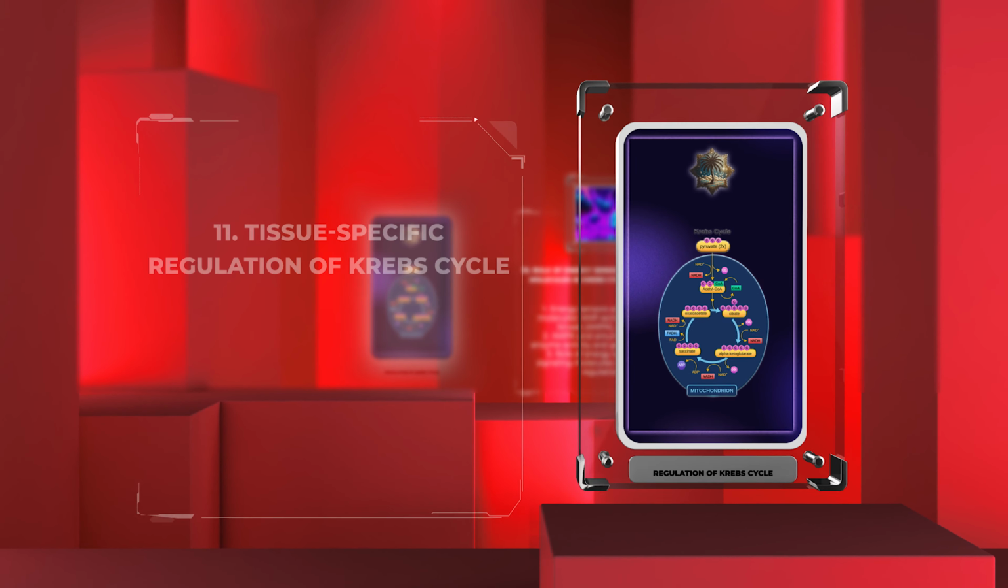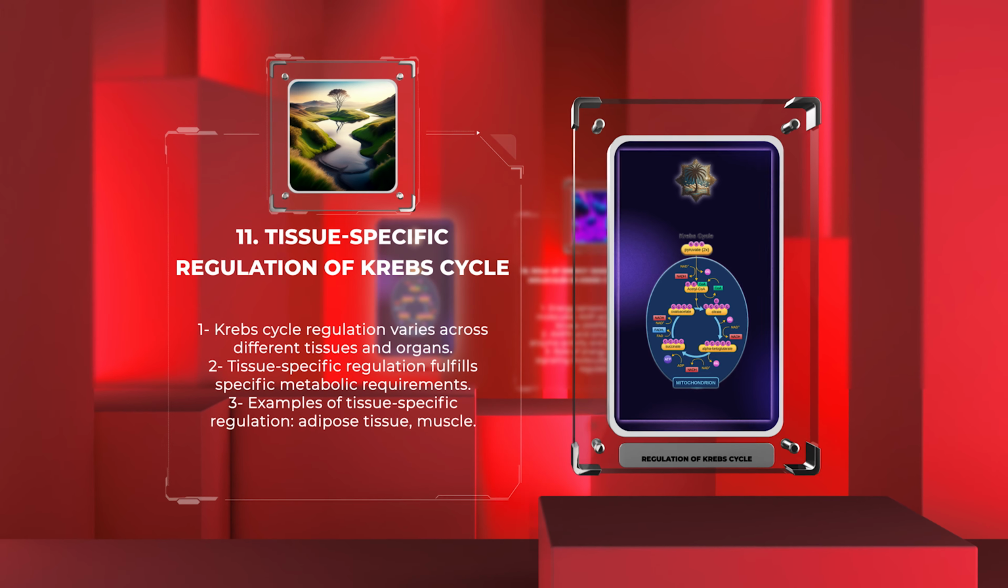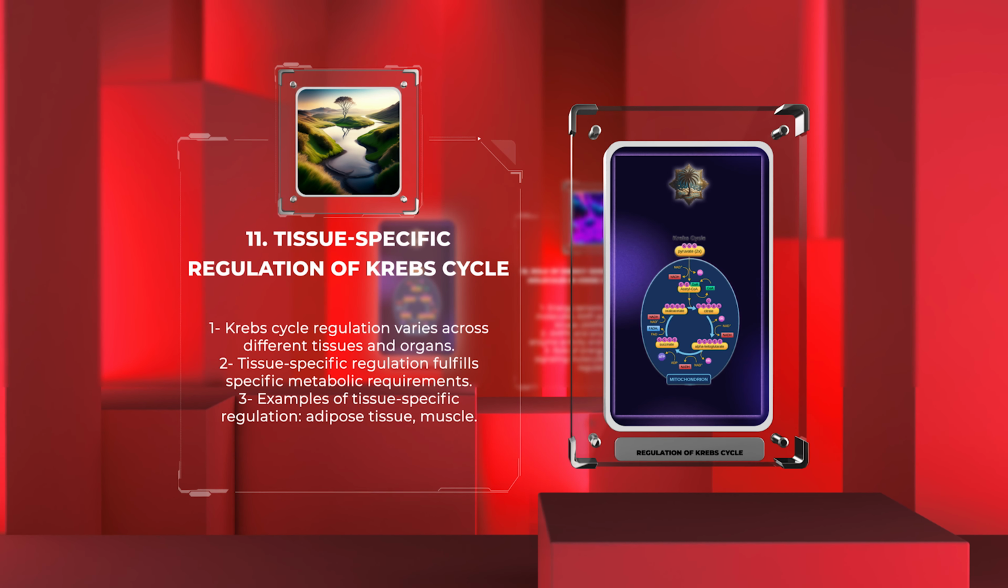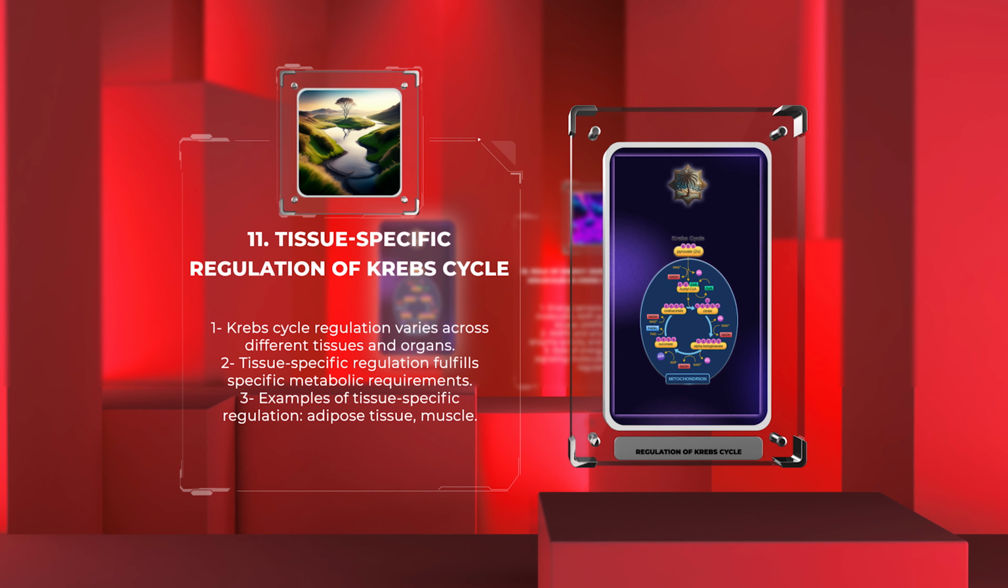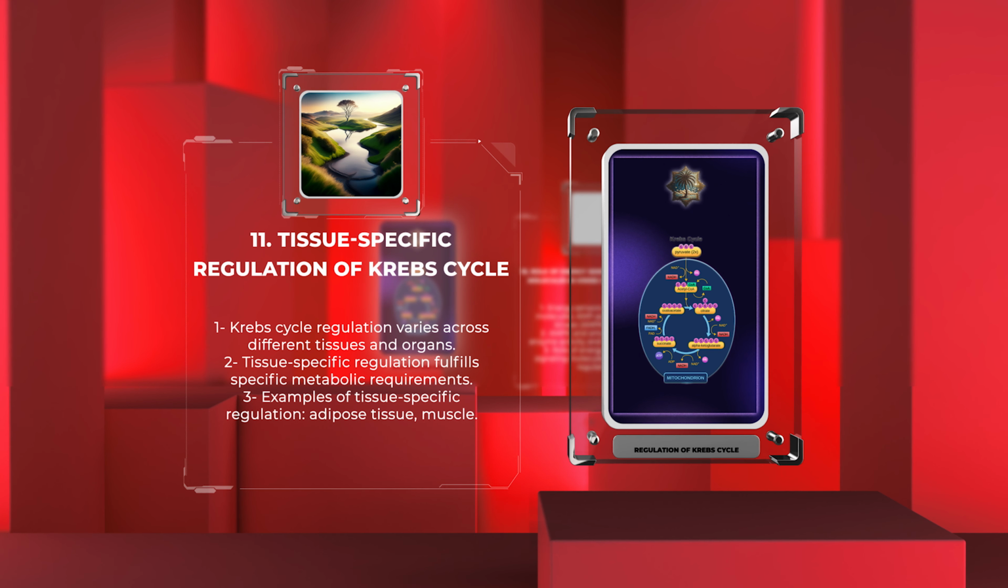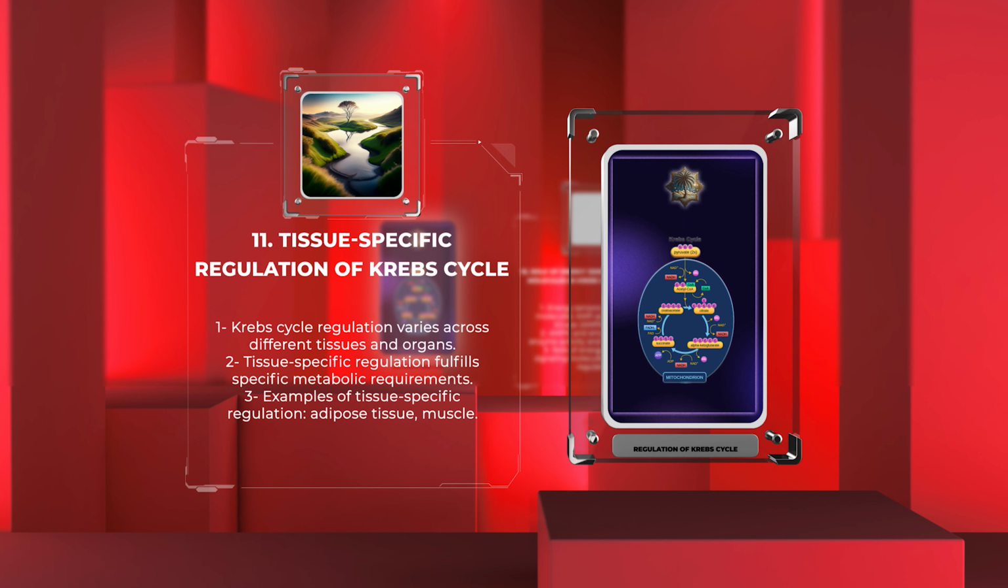The regulation of the Krebs cycle can vary across different tissues and organs to fulfill specific metabolic requirements. For example, the upregulation of certain enzymes in adipose tissue supports lipogenesis, while in muscle, it promotes energy production and flux towards ATP synthesis. Tissue-specific regulation ensures the utilization of metabolic intermediates in a context-dependent manner.